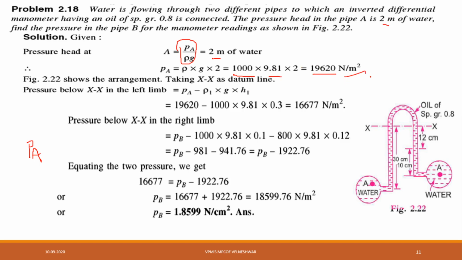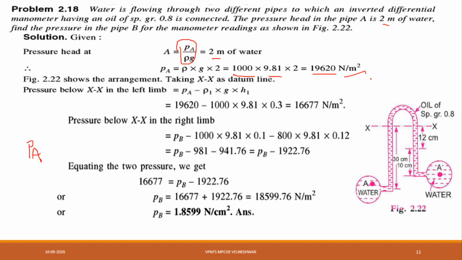Once again, here he has given the height. For pressure, he has given height, but he has not given the exact pressure. Generally, what is the formula for pressure? Rho into g into h. Here we know the density and height, but we don't know the pressure. That formula is PA is equal to rho g into h. Height is 2 meter, so 1000 into 9.81 into 2 is 19620 Newton per meter square.